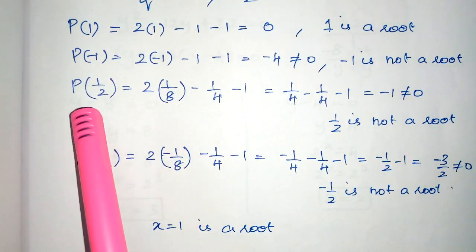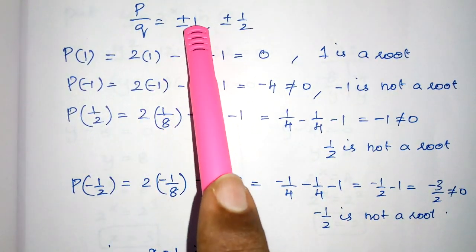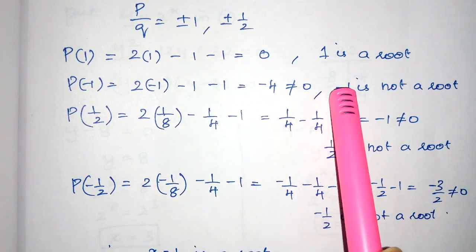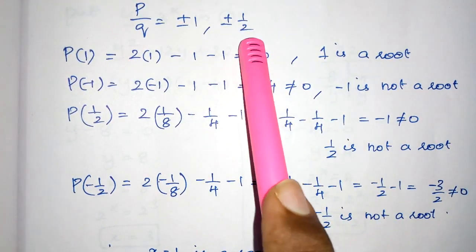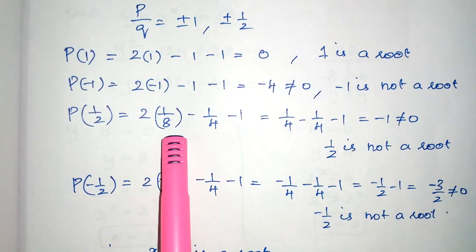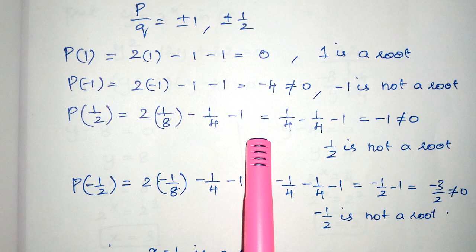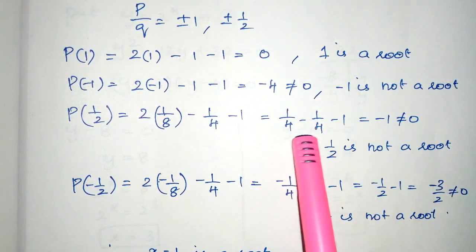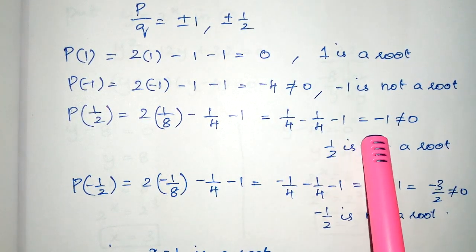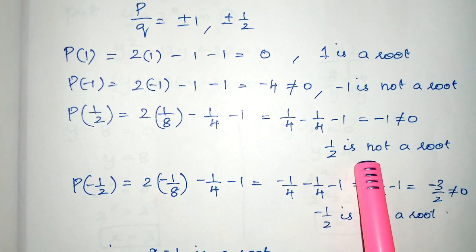Now coming to P of 1 by 2. So 1 is substituted, we got a root, minus 1 is substituted, it is not a root. Now P of 1 by 2 on substituting: 2 into 1 by 2 the whole cube, which is 1 by 8, minus 1 by 2 the whole square is 1 by 4, minus 1. So you have 1 by 4 minus 1 by 4 minus 1, which is equal to minus 1, which is not equal to 0. So 1 by 2 is not a root.